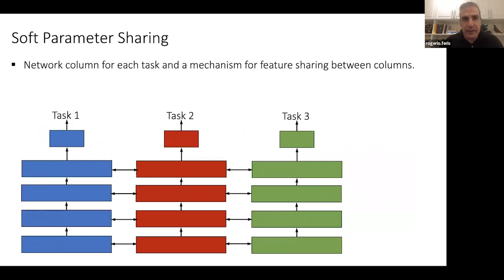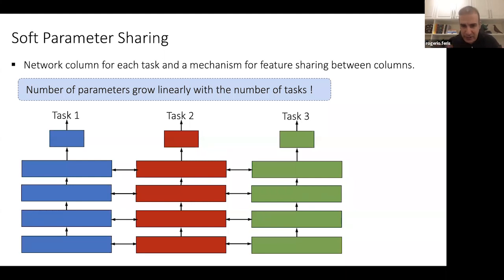Now, more recently, soft parameter sharing approaches have become more popular. And the idea here is that you have a separate backbone for each task. So as you add a new task, you add a new backbone, but these backbones are allowed to interact. So there is exchange of information across the layers of these different backbones. And despite the fact that these approaches do get better accuracy, there is a problem that, again, for each new task, you need to add a new backbone, and that increases the number of parameters dramatically. So the number of parameters grows linearly with the number of tasks.